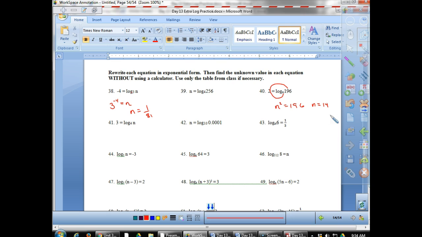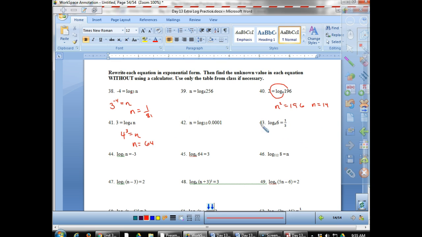So that's on your table. And 4 to the 3rd is n. So that's pretty simple. So when you rewrite it, it opens up the door for you to actually solve whatever it is you're looking for, your n. So this whole thing, the n actually simplifies down to a 64.